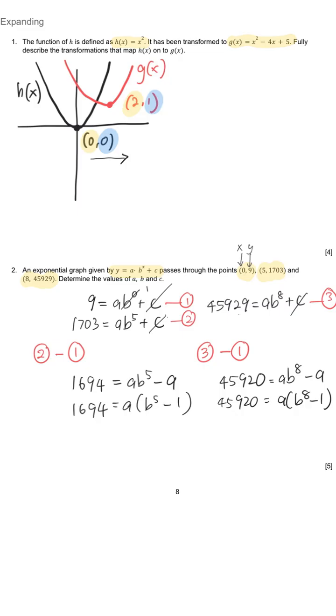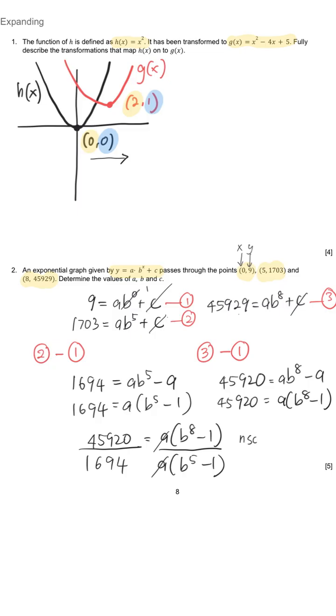What's next is we divide these two together. Why? Because we want to eliminate a. If we divide these two, then we can eliminate a and solve for b. After dividing 3 minus 1 by 2 minus 1, we cross out a, because a divided by a is 1. At this stage, you can solve this using the solver on your GDC, and you will get b equals 3. This is the first value.